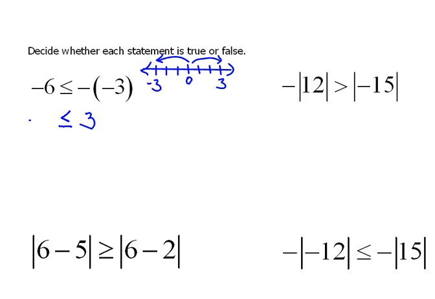Let's rewrite our statement now that we have it simplified and see if this is true. This says negative 6 is less than or equal to, smaller than or equal to 3. Well, negative 6 would be way out here somewhere. It is to the left of the 3. So this is a true statement.